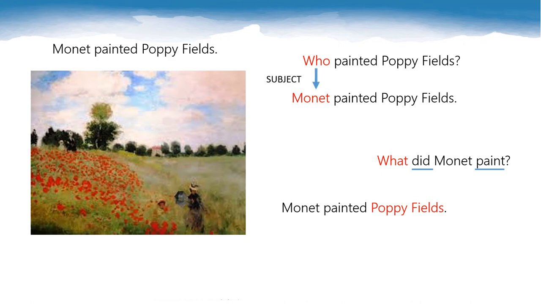Now listen to this question. What did Monet paint? Monet painted poppy fields. What? Poppy fields. So this question is an object question. Well done.